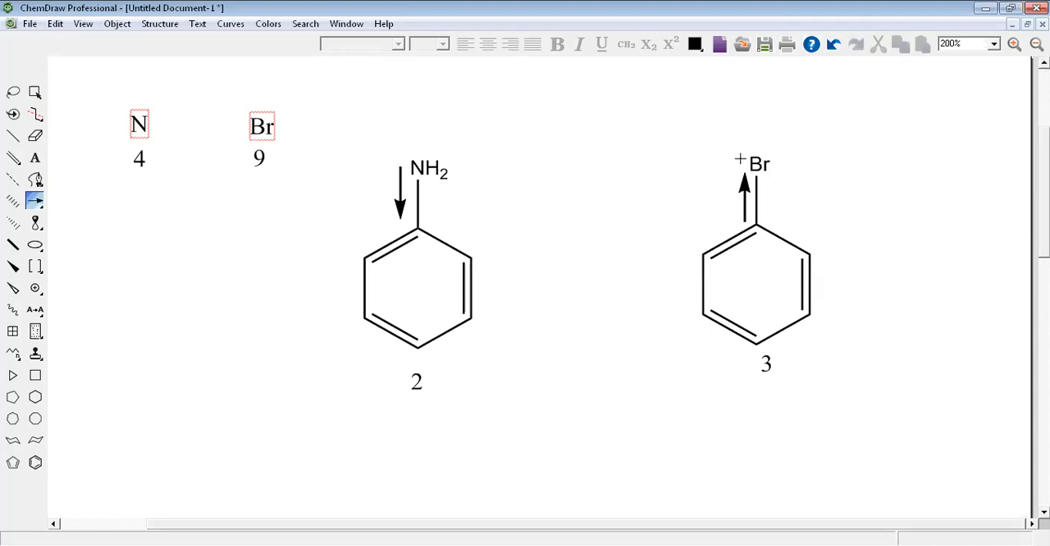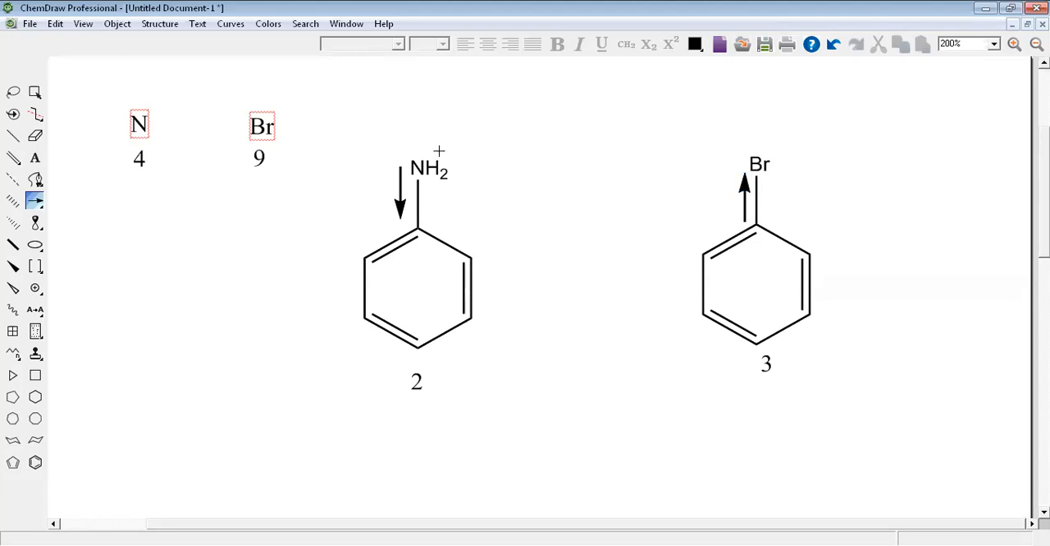Look at the halogen. All the time the halogen is withdrawing by inductive. The resonance is weak. The halogen has a resonance effect but weak. Okay? The inductive effect for the halogen is strong. That means it will be withdrawing.